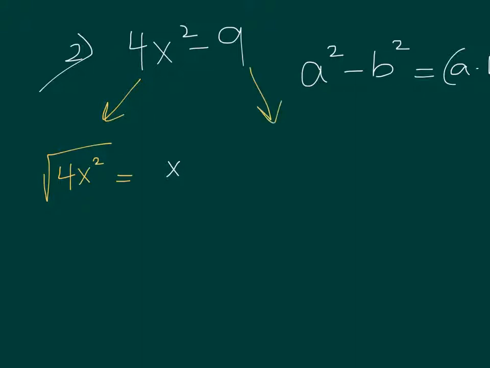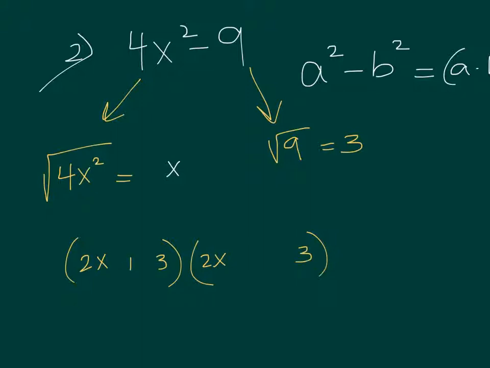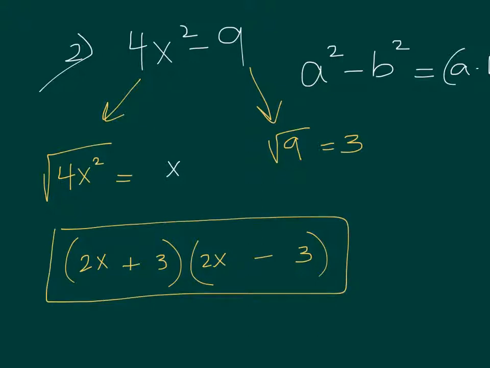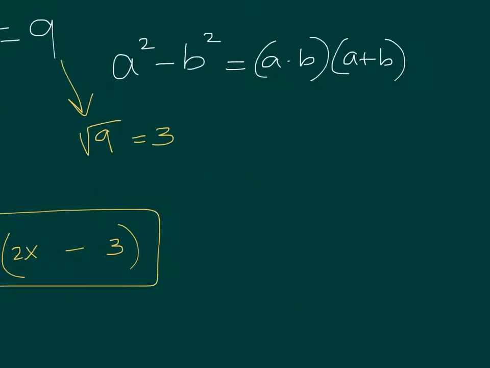Now if you look at the 9 and you try to square root 9, what's the square root of 9? A 3. So once you do that, you're going to have a 2x in the first and 2x in the second, a 3 in the first and a 3 in the second, and remember, you're going to have a plus in one and a negative in the other, and that's going to be your answer. So remember the rule, a minus b and a plus b, okay?